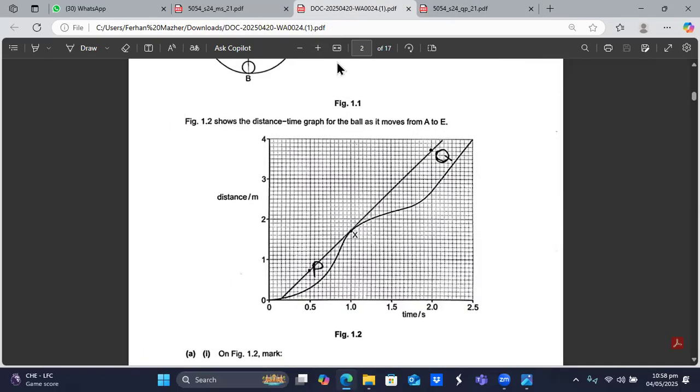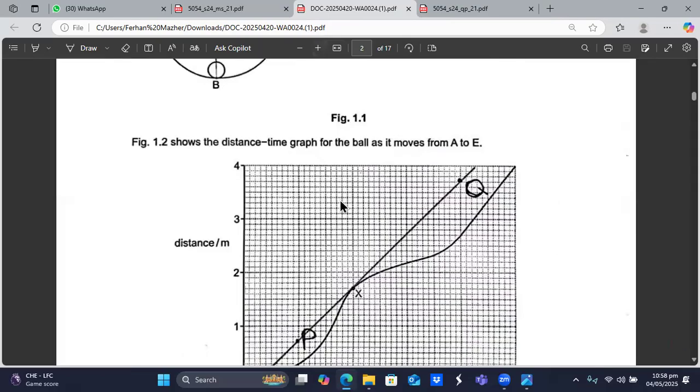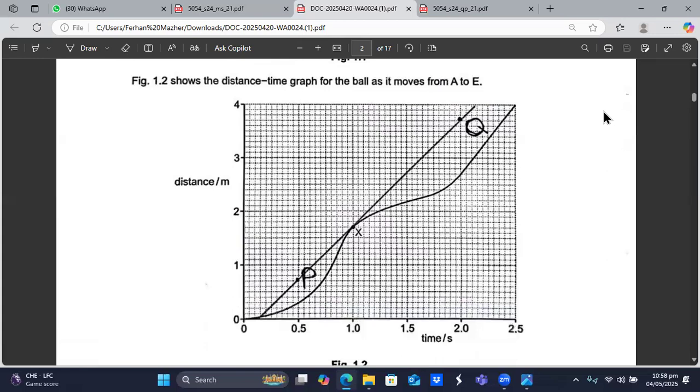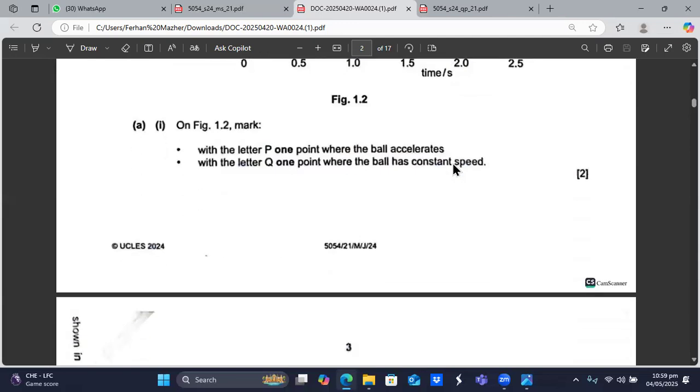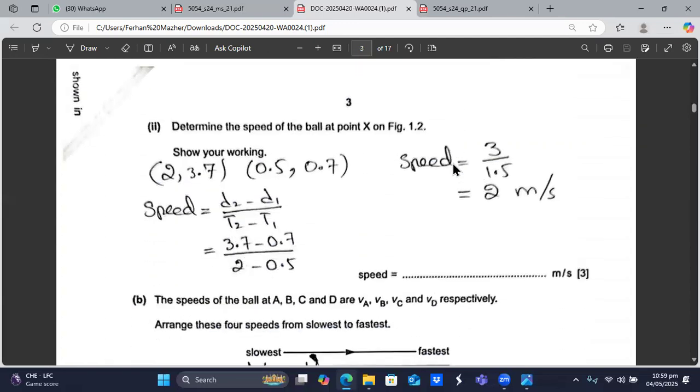So here you can see, at point X, what we have done? We have drawn a tangent at the point X. So this line is basically the tangent. Then I will take 2 points on this tangent. For example, I have taken this point, which is 0.5, comma 0.7. And this other point is 2, comma 3.7. So we will take these 2 points. We will note down their coordinates. We have first of all drawn the tangent, then we have noted down their coordinates.